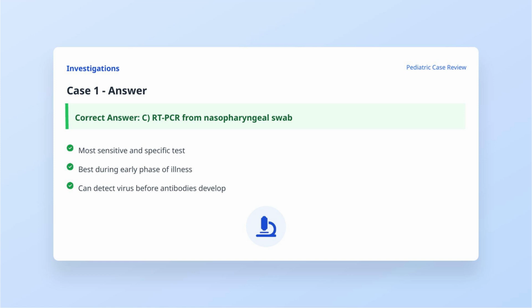RT-PCR is the most sensitive and specific test for measles and is particularly useful during the early phase of illness. It can detect viral RNA before antibodies develop and remains positive throughout the course of the disease. While serum IgM antibodies are also commonly used, they may not be detectable until 4 to 5 days after rash onset, making RT-PCR the preferred initial test.